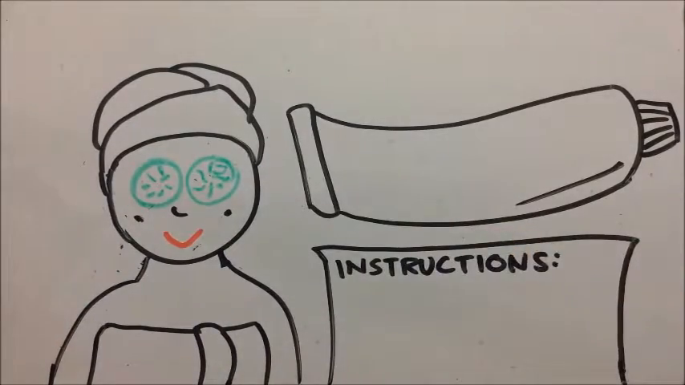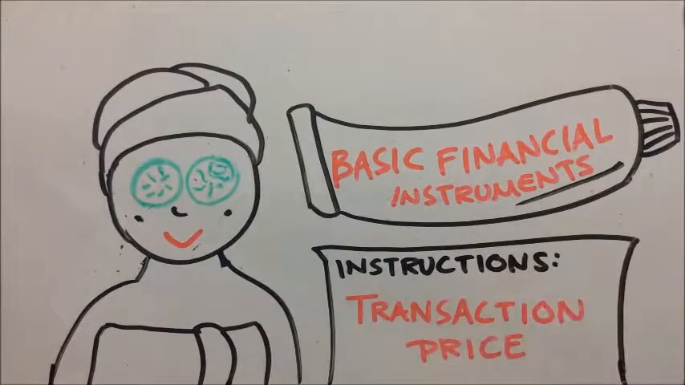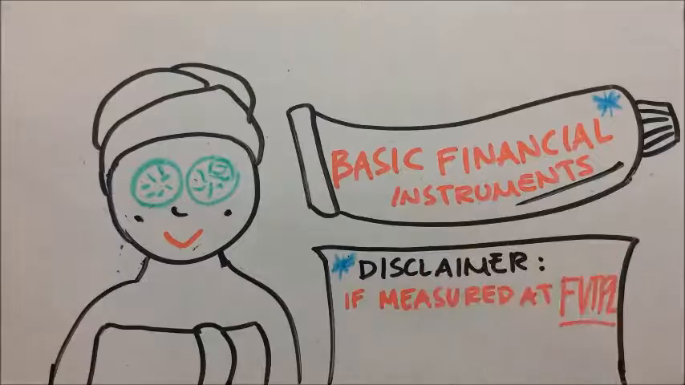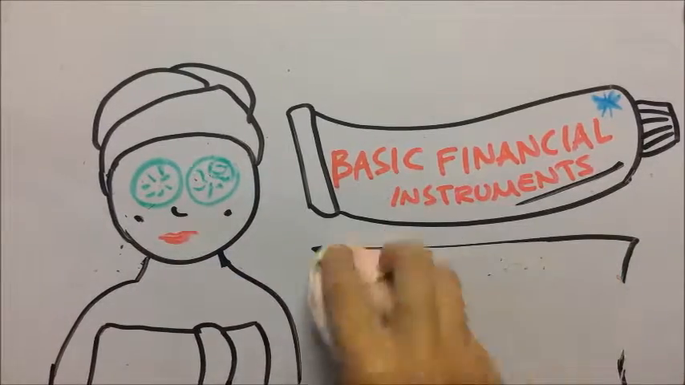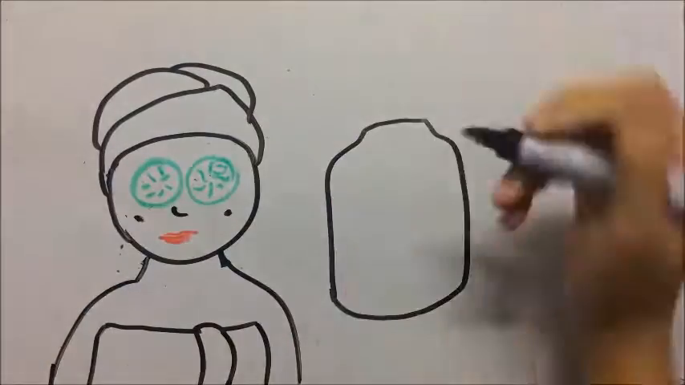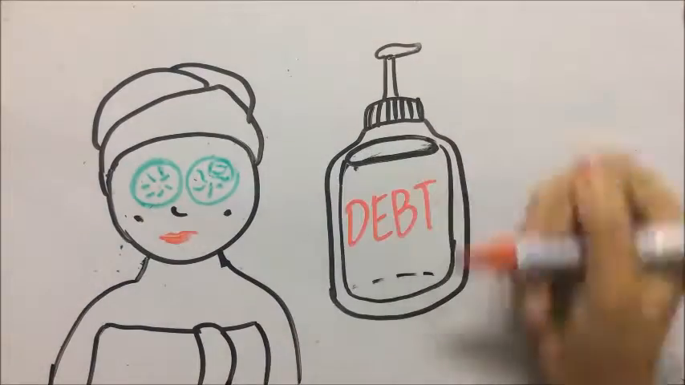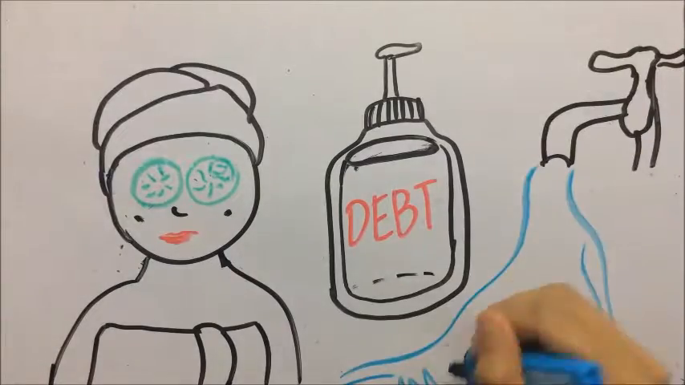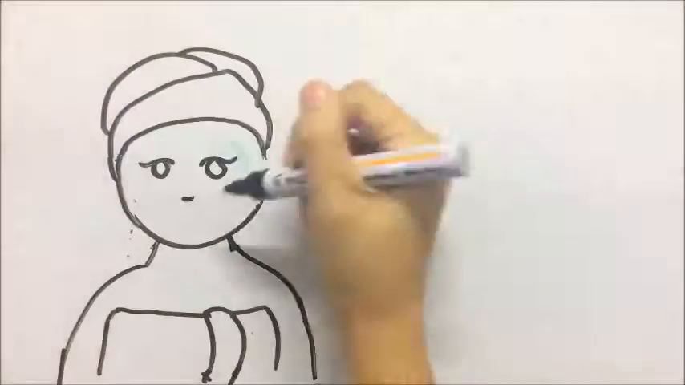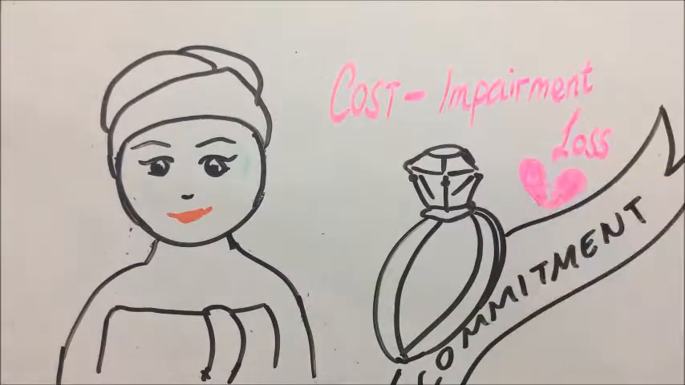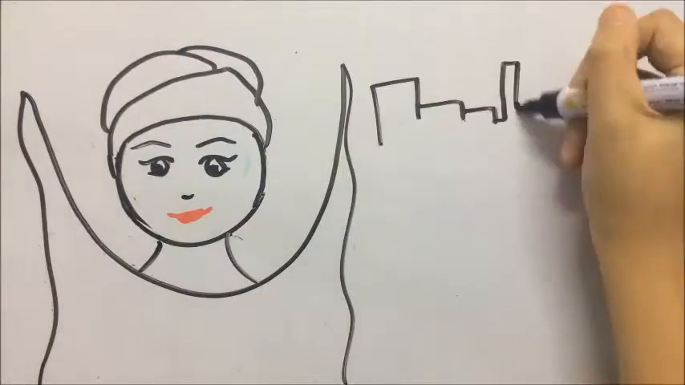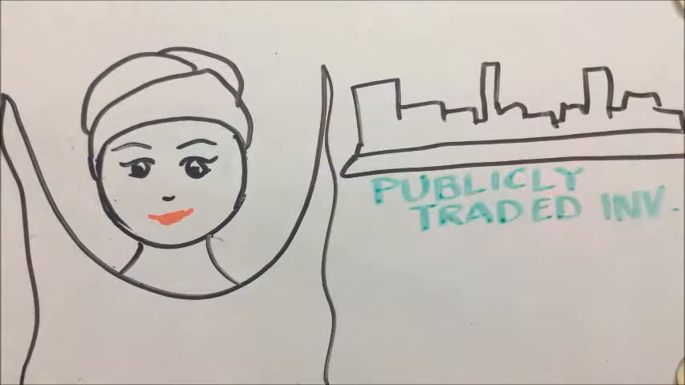For basic financial instruments, it shall be measured at transaction price, which includes transaction costs. However, if the instrument is measured at fair value through profit or loss, the transaction costs are expensed. For subsequent measurement, it shall depend on the type of the instrument. Debt instruments shall be measured at amortized cost. Commitment to receive a loan shall be measured at cost less impairment. And if it is a publicly traded investment which is non-convertible, it shall be measured at fair value through profit or loss.